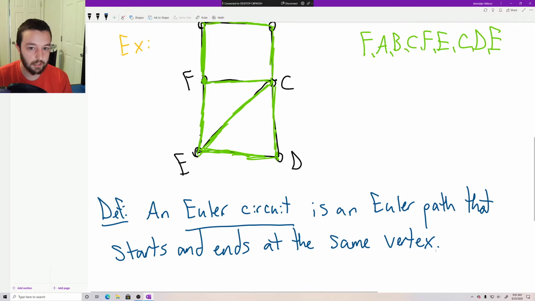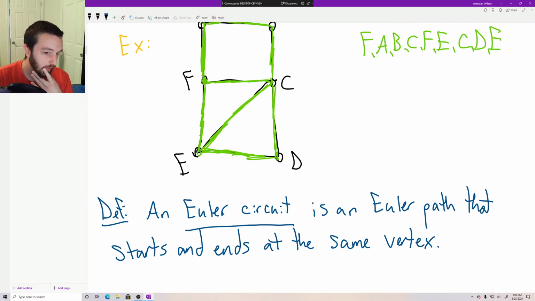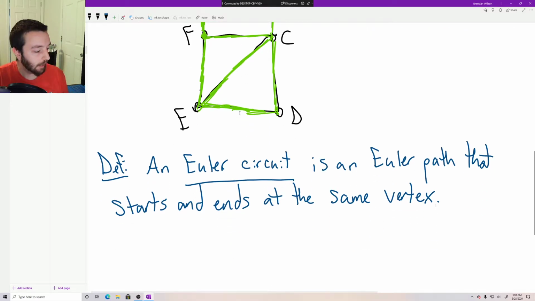So up here, we would have had to start and end at F. Could we have done that? I don't know. It doesn't look like it, but let's look at some of the theory behind this before we try it out.